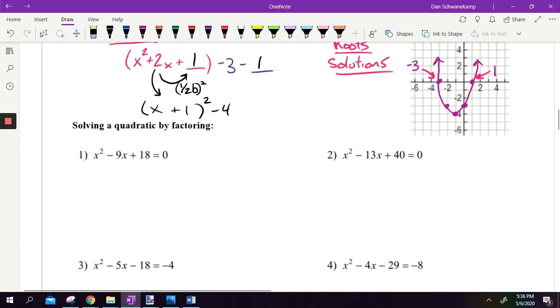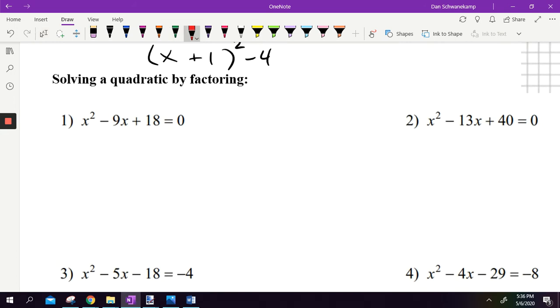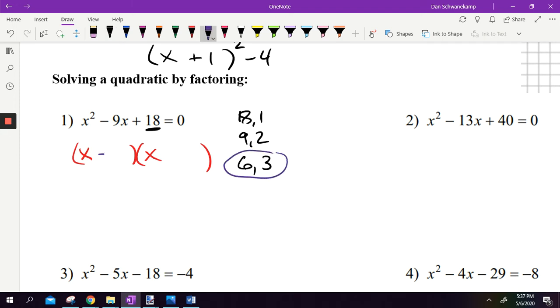All right, so let's try this again. So now we're going to solve the quadratic by factoring. We're finding those x-intercepts, those zeros, those roots. So to solve a quadratic, we have to factor. It's the only way we can do this. So we're going to break this up into x something, x something. Two numbers that multiply together to get me 18. 18 and 1, 9 and 2, 6 and 3. We're going to use negative 6 and negative 3, because negative 6 plus negative 3 gets me negative 9, and negative 6 times negative 3 gets me 18.